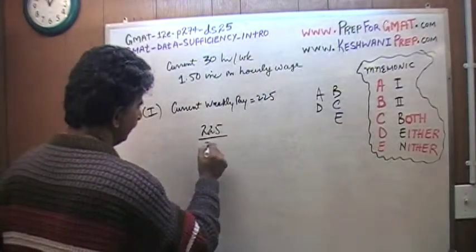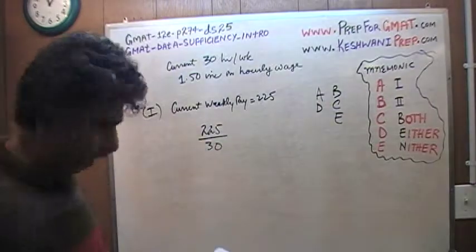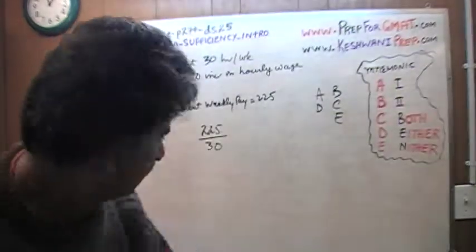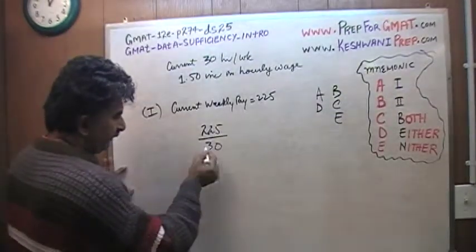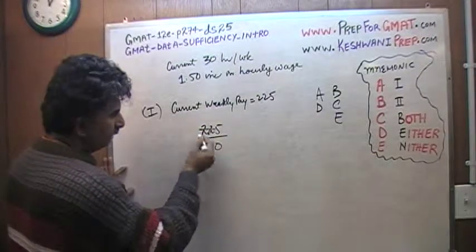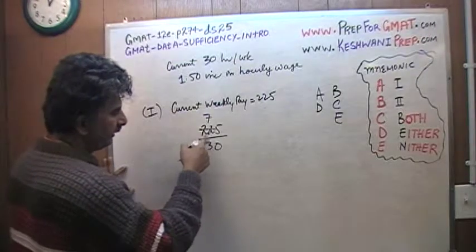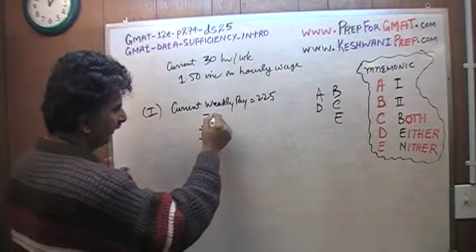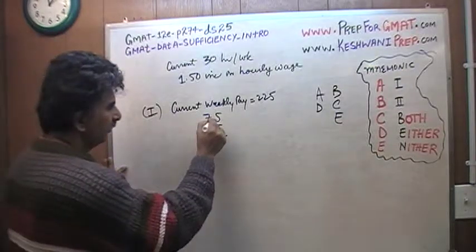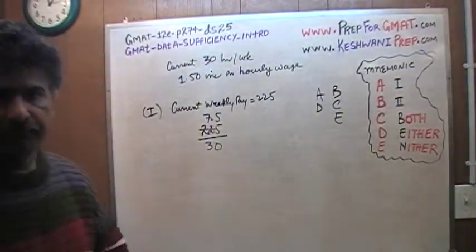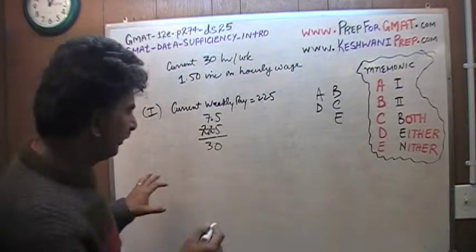225 divided by 30. So I'm going to divide it by 3 first. 3 goes into 22 7 times. Then remaining 1 goes here, becomes 15, that's a 5, and then I have a 0. So that's the 750. I hope you understood what I did. I'm going to do it one more time if you like.